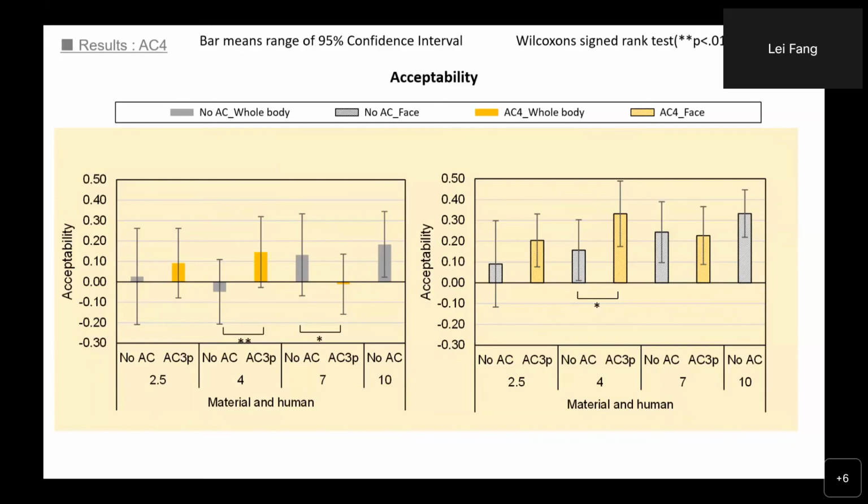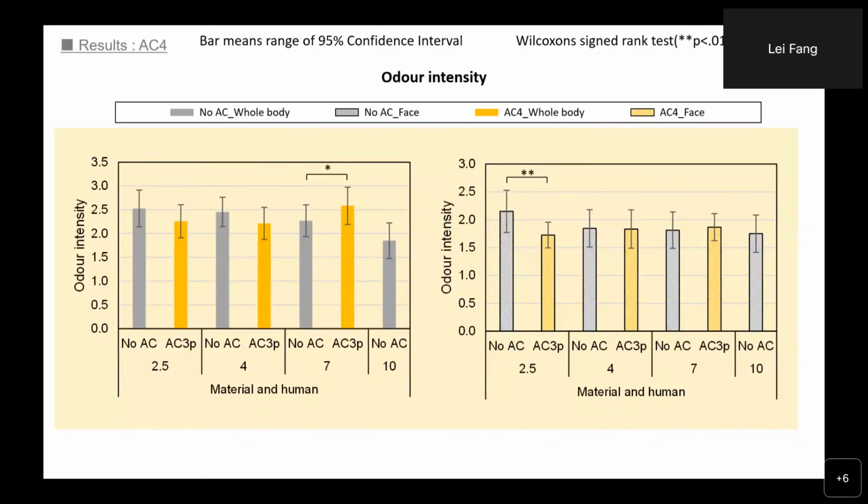We try to encourage them, for example, to take a shower every day, not eat any smelly food, and not wear perfume. But some subjects may not strictly follow our instructions, and that probably could explain these strange results. For the odor intensity assessment, it also shows that the odor increased in this condition with 7 liters per second per person.